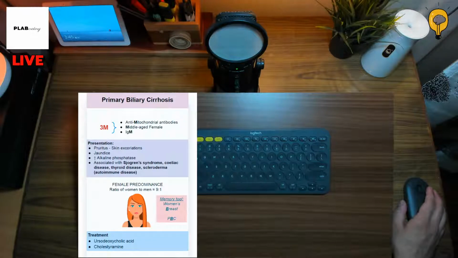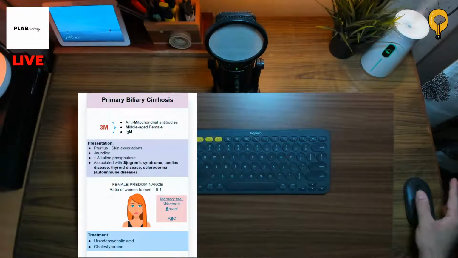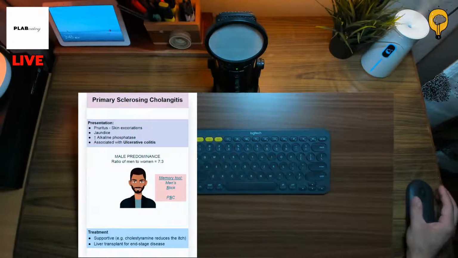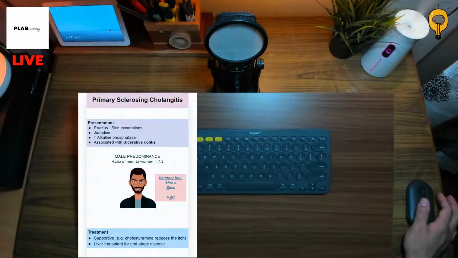Primary biliary cirrhosis, PBC, B for breast, found more in women. Now treatment would be ursodeoxycholic acid and cholestyramine. Coming to primary sclerosing cholangitis, PSC, S for stick, man's stick. So it has a male predominance. It is more commonly found in men. The ratio of men to women is 7 to 3.